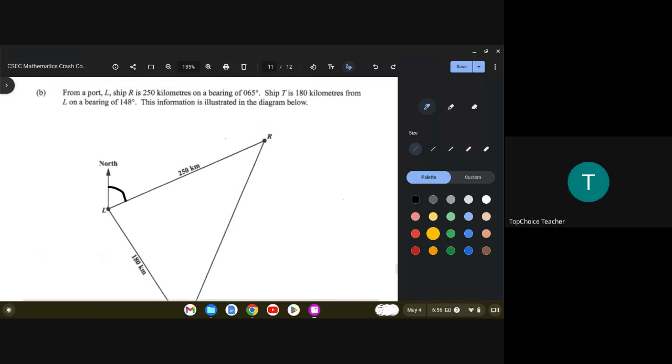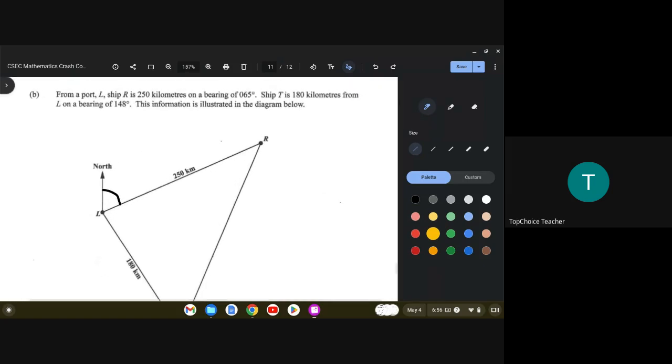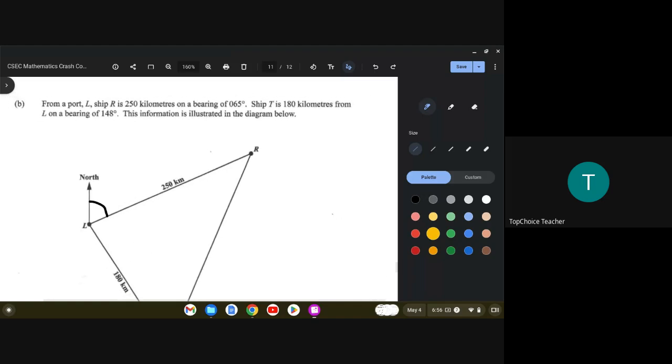So let's look at this bearings question now, because students tend to hate bearings and we need to talk about bearings. Right, we're shifting our gears to bearings now. From a port L, ship R is 250 kilometers on a bearing of 065 degrees. So from the port L, this ship R is 250 kilometers away on a bearing of 65 degrees. So I'm going to quickly write that in here.